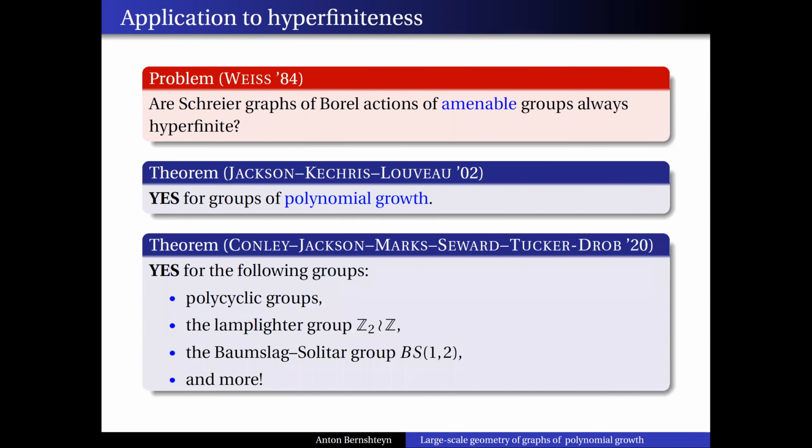Very recently, there was a really exciting breakthrough, this paper of Conley, Jackson, Marks, Seward, and Tucker-Drob, where they've developed new techniques for proving hyperfiniteness of graphs in general and Schreier graphs in particular, and they have added to the list of groups for which we know a positive answer a whole bunch of new ones. I'm not listing all of them because there is a technical condition they need to satisfy. But examples include polycyclic groups, the Lamplighter group, etc. So this includes groups of exponential growth, for instance. So that's really exciting.